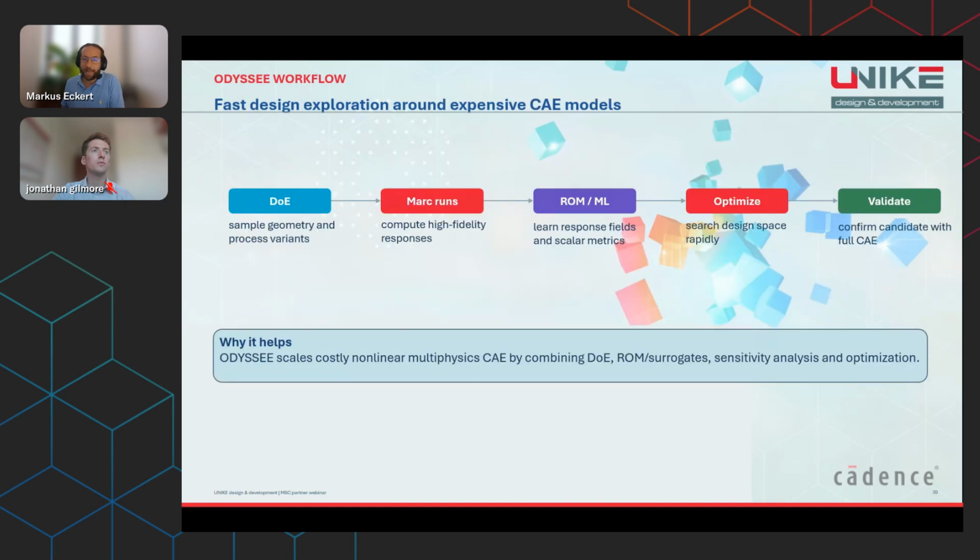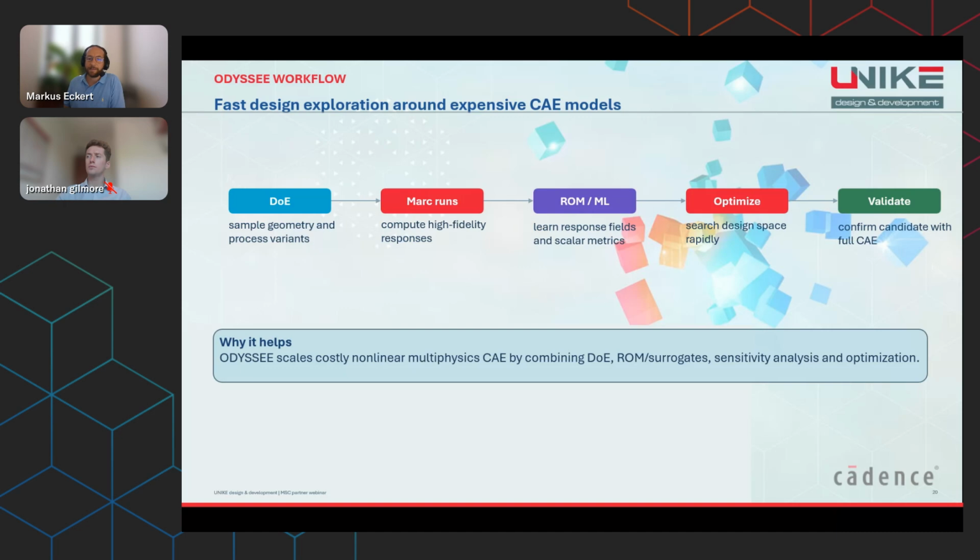The practical value of Odyssey is that not every insight has to come from a new full simulation. First, representative geometry and process variants are generated using a design of experiments. These variants are computed with high-fidelity marked models. From the results, Odyssey learns surrogate or reduced order models for the relevant response quantities and metrics.